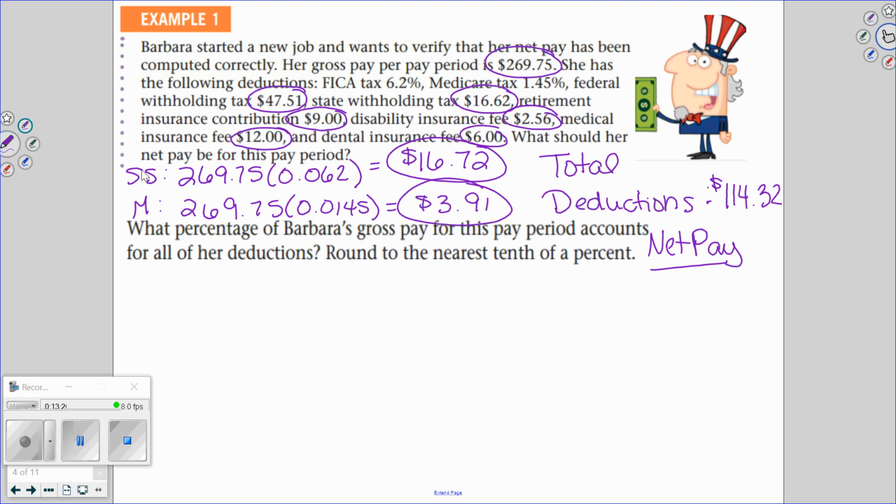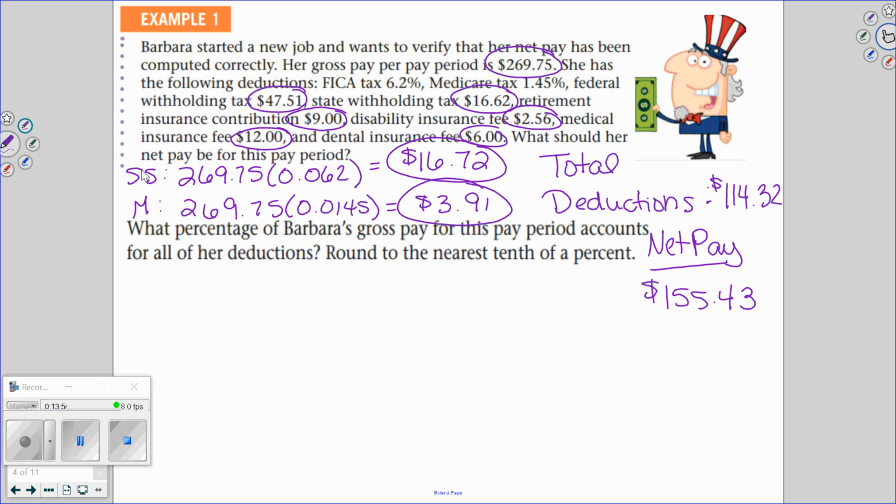Good. Wait. 155 what? I have 43. Did you have her total deductions as 114.32? Oh, since you did your percentages together, it was off by a penny because of rounding. That'd be why. Show me your work and I'll let it fly.